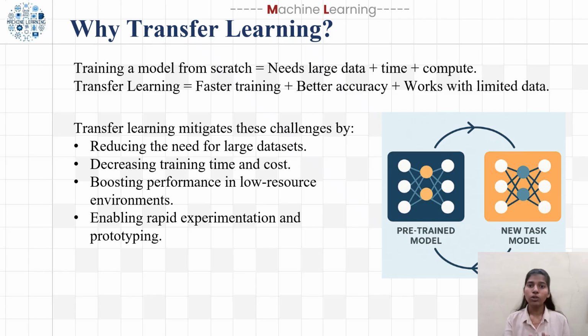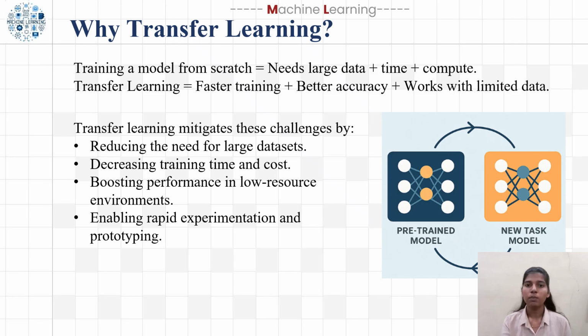So why do we go through this process? Because traditionally model training is really challenging. Training a model from scratch needs a huge amount of data, significant time, and lots of computing power. Transfer learning mitigates these challenges by reducing the need for large datasets, decreasing training time and cost, boosting performance in a low resource environment, enabling rapid experiments and prototyping.